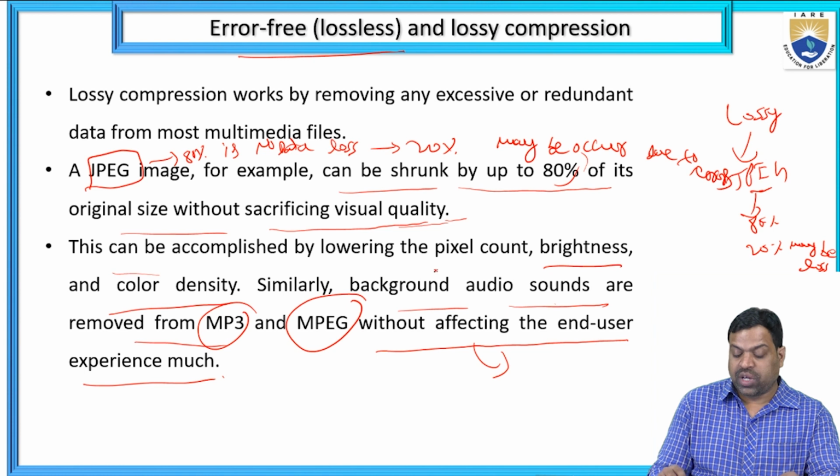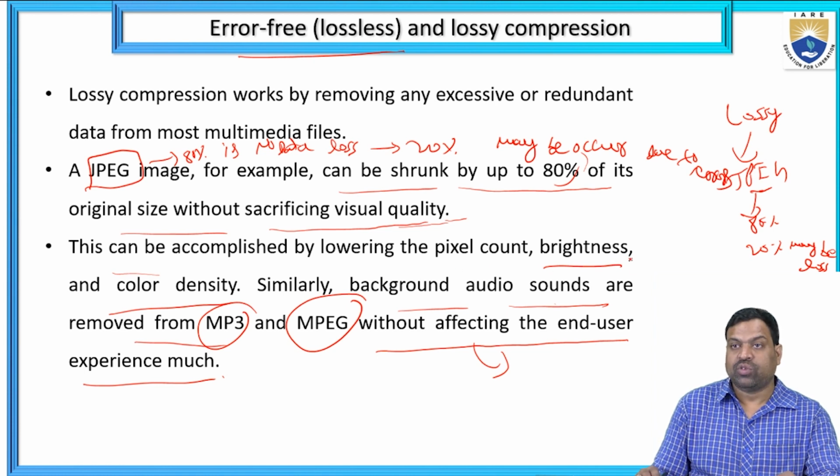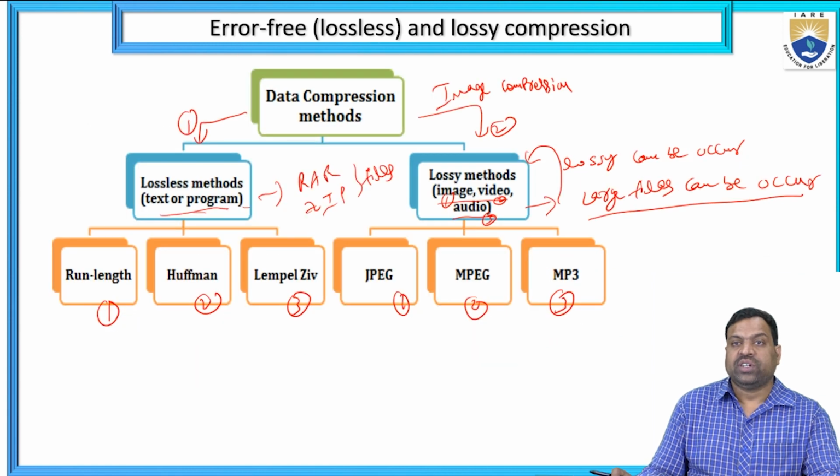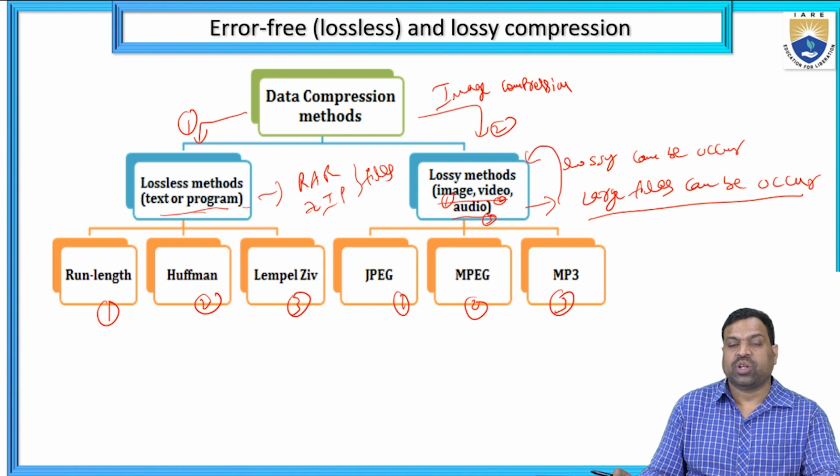So this can be accomplished by lowering the pixel count, brightness and color density. Similarly, the background audio sounds are removed from MP3 and MPEG without affecting the end user experience. So data compression is majorly two types: lossy and lossless. In the lossless method, the best examples are text or programs. Run length, Huffman and Lempel-Ziv are the lossless methods, and the lossy methods are JPEG, MPEG and MP3.